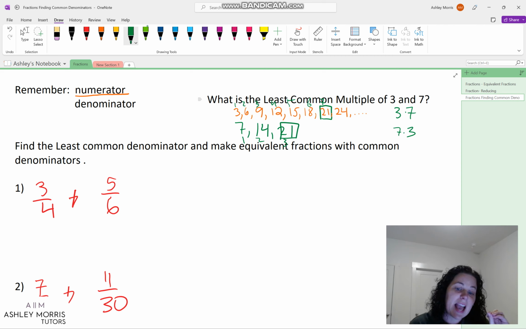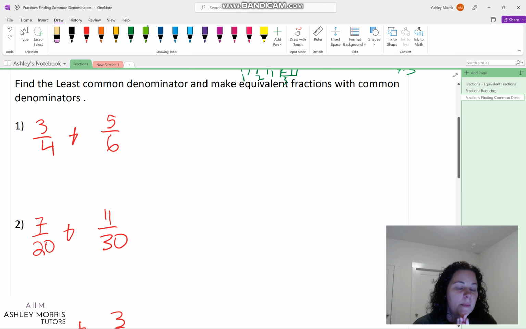And it doesn't have to be multiplying by the other number. Sometimes we do that and it's easy, or sometimes it's the only option, but it's not always the best option as far as number of steps go. So let's look. Find the least common denominator to make equivalent fractions with common denominators. Cool. So 4 and 6.